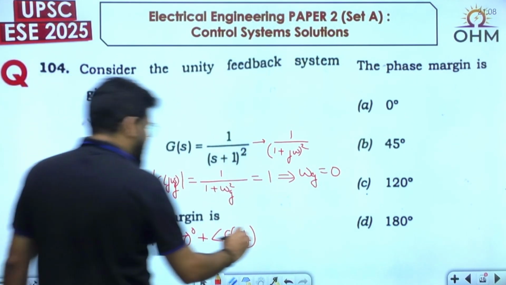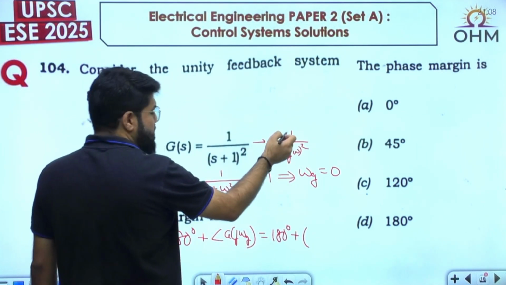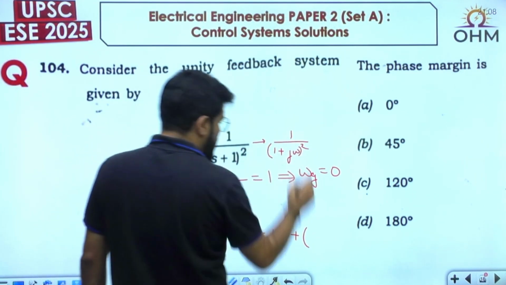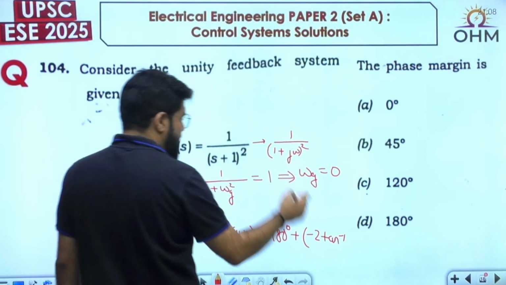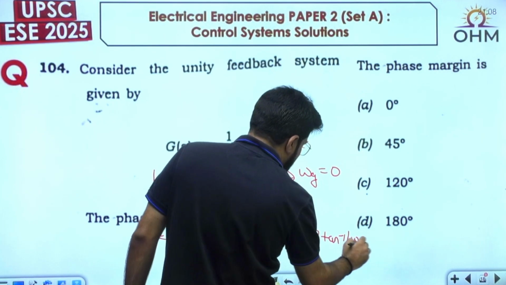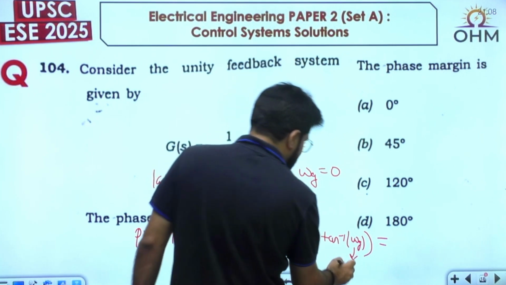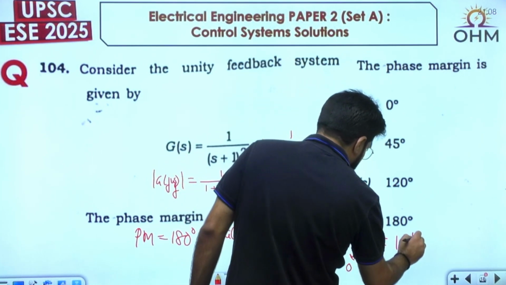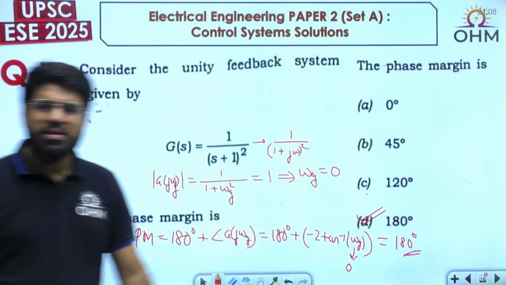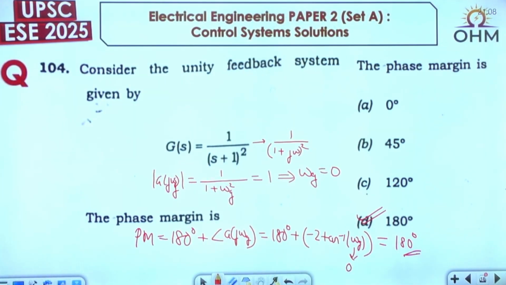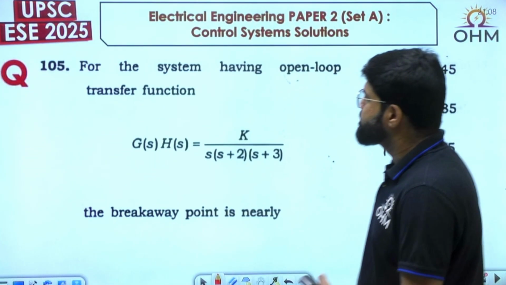Then what is the angle expression? 180 plus angle. The numerator is a positive real number, so 0. Denominator: minus 2 because it's a repeated factor, minus 2 tan inverse omega. At which point I need omega_G, but omega_G is 0, and tan inverse 0 is 0. So 180 minus 0, 180. It has to be option number D. Very basic calculations only. So it is option number D, 180 degree. Correct? Next question then.